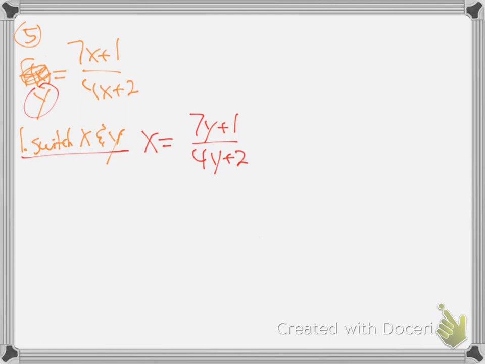Now, cross multiply is correct, because we do just have one fraction on each side, so it's true, we can just cross multiply. X times 4y plus 2 is 1 times 7y plus 1. Good to there.